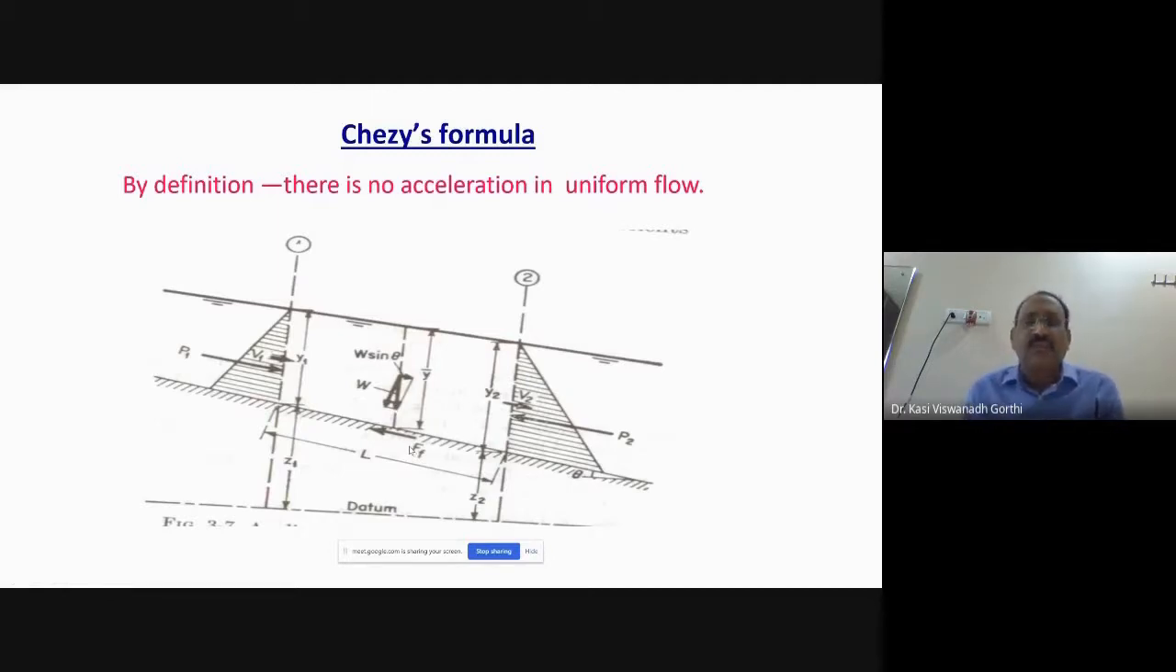Apart from these three forces, since you are considering a control volume, the self-weight of water also you need to take. So this self-weight of water will act through its CG vertically downwards.